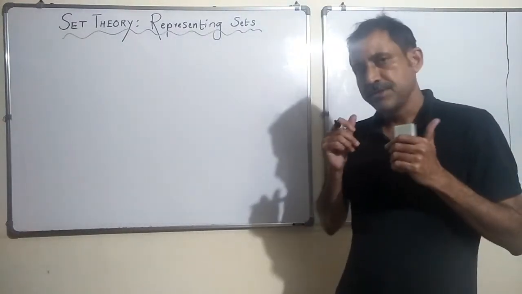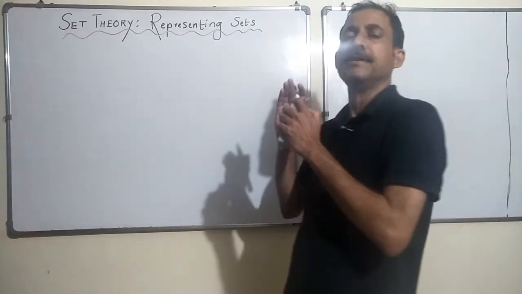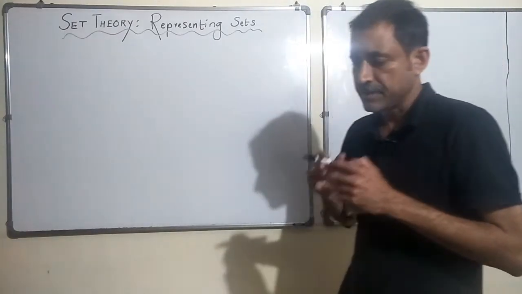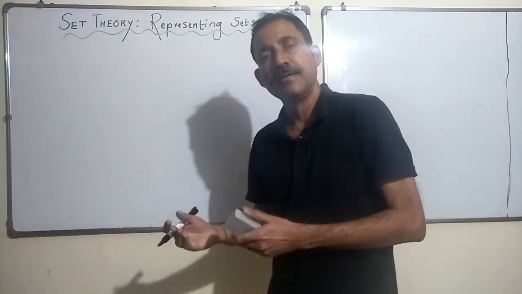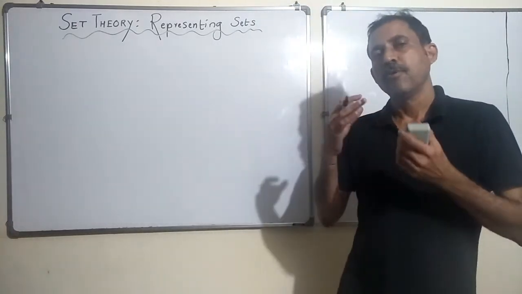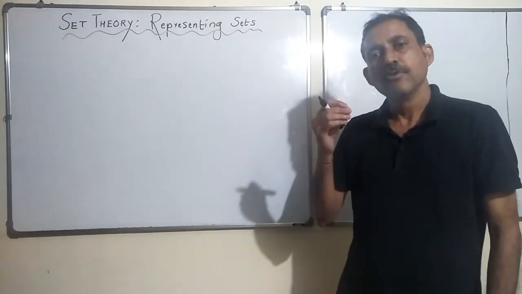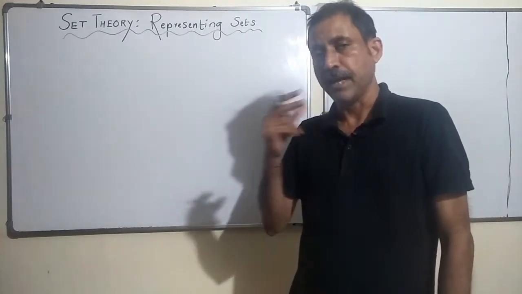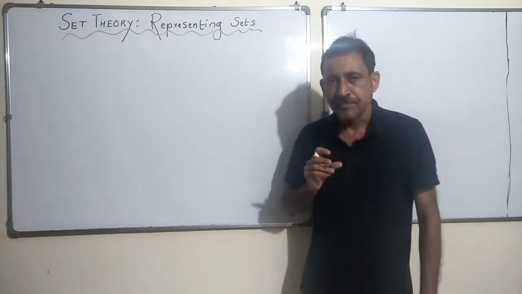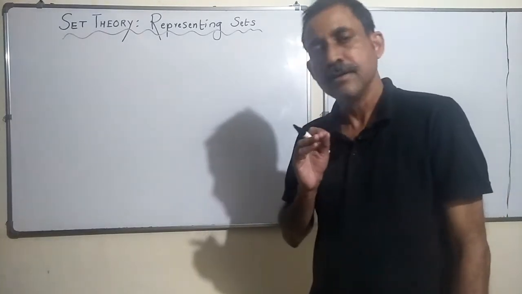In the previous session, we studied set theory. It was an introduction, and we studied a couple of things like what is a finite set, what is an infinite set, what are disjoint sets, and what are overlapping sets. And we also represented the set in one particular way. So, in today's session, we are going to see more ways of representing a set, right?